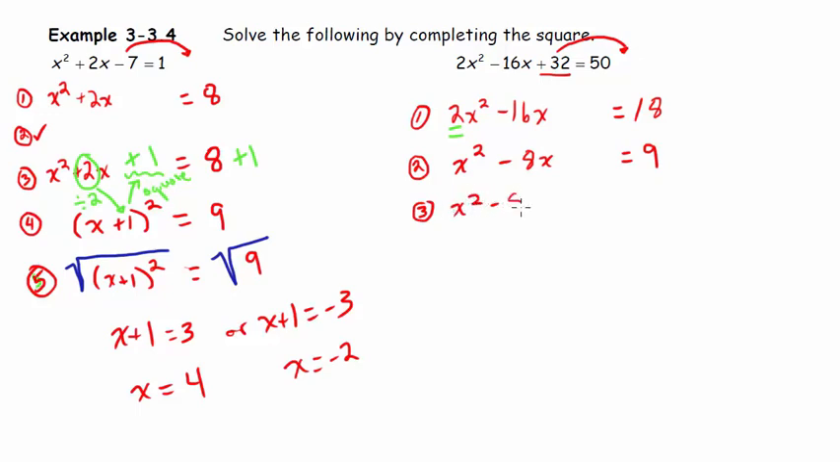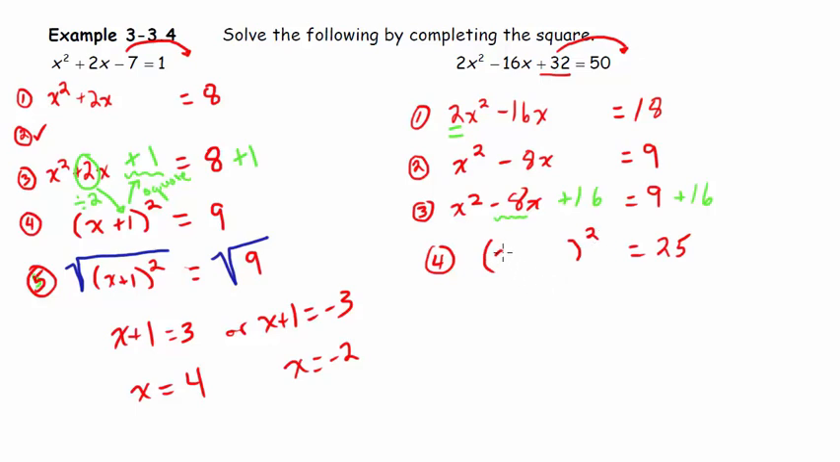Alright, next. What do I wish I had right here such that this was a perfect square? Well, I'm going to look at -8 and cut it in half and get -4. Okay, then I take that -4 and I square it and I get 16. So I wish I had 16 right here. Well, if I add 16 to the left hand side, I also have to add 16 to the right hand side. Alright, so I have 25 over here, and now this stuff is a perfect square.